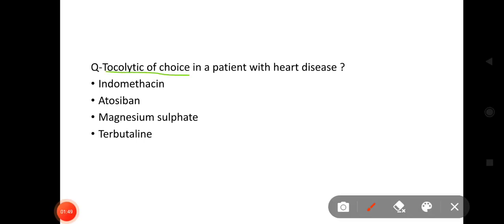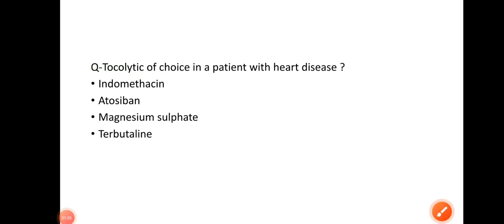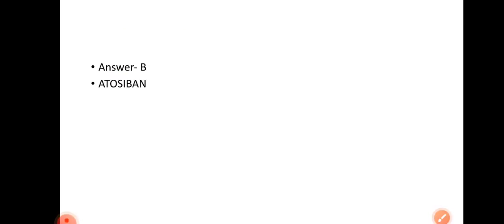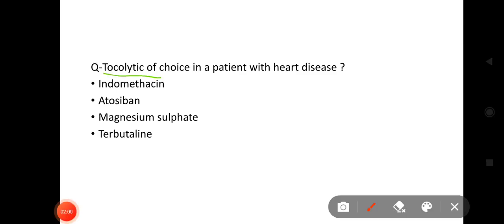Now, tocolytic of choice in a patient with heart disease: indomethacin, atosiban, magnesium sulfate, terbutaline. Everyone should guess the answer before going to the next slide. So the answer is atosiban. So just remember this, the tocolytic of choice in a patient with heart disease is atosiban.